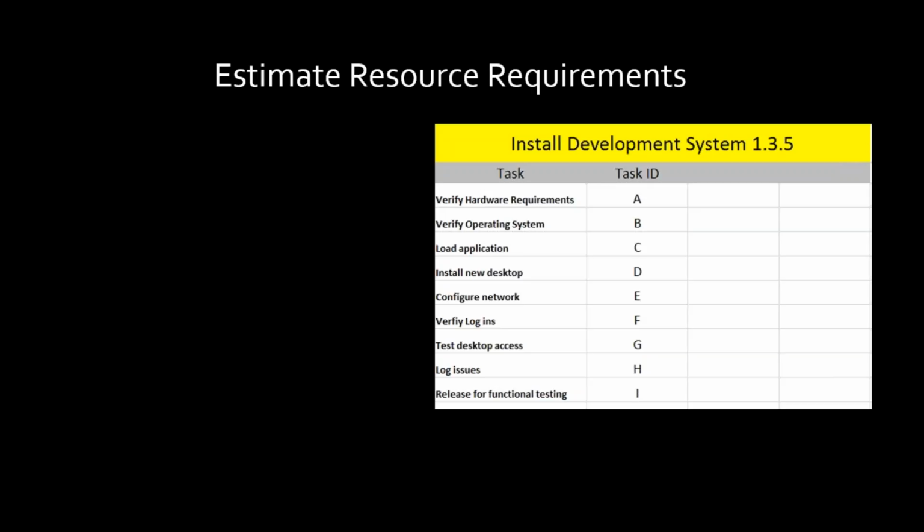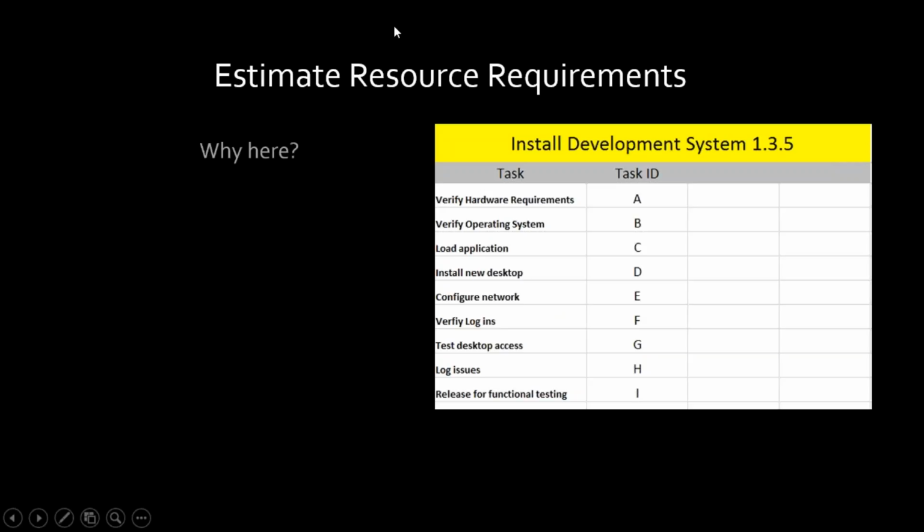Every single cost that might be a cost burden on that, I want to know about it. So I want to know all the resources that I need to verify hardware requirements. Human, materials, tools, everything. And I'm going to do it for all 9 of these tasks. And I'm going to do it for all the tasks in all the other work packages.